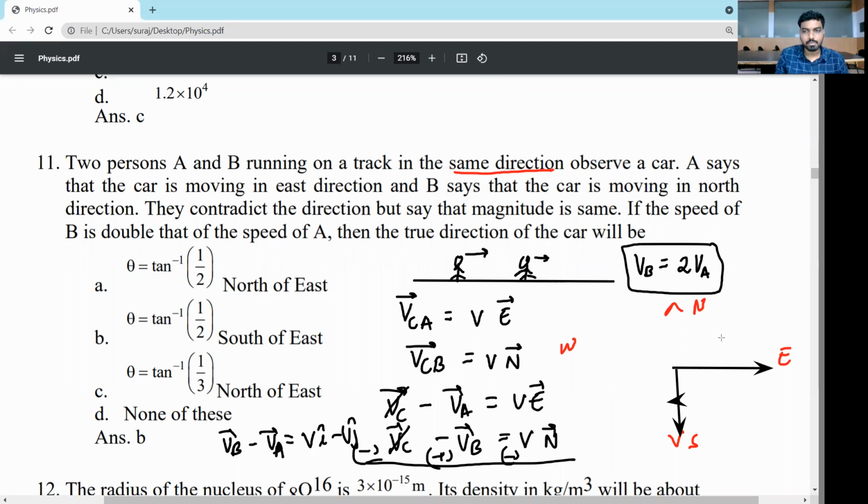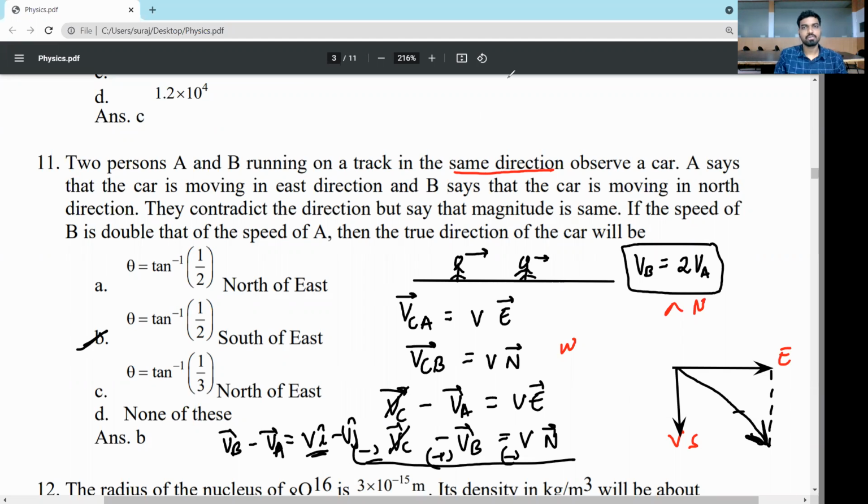We can add both. This will be V i cap minus of V j cap. Fine. This is the net direction. Net direction in which direction? Southeast. Option B, V i cap minus of V j cap. So this will be southeast.